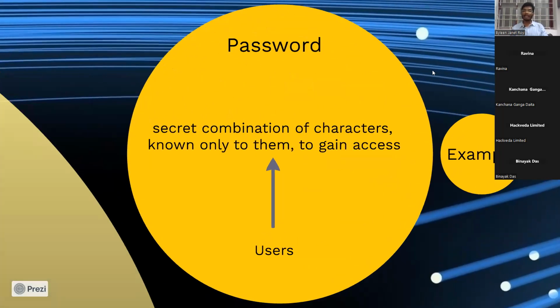And password. A password is a combination of characters known only to them to gain access. Who can gain access? Who can have the password? Of course, users. That is why I used an arrow mark to pinpoint who has it. The user will be creating the password. The user will be knowing the password. The user will be using the password to access the data which lies behind the system, right?